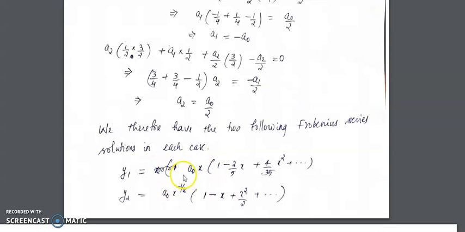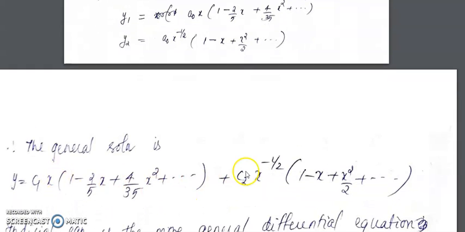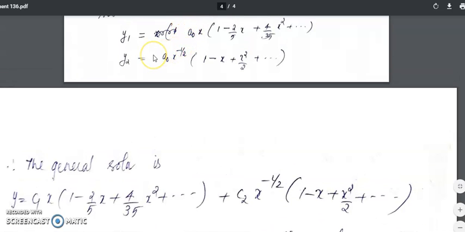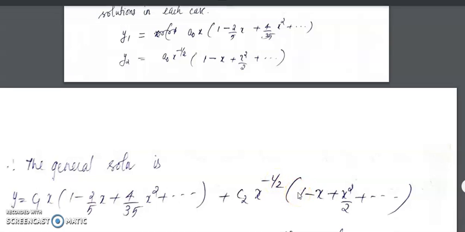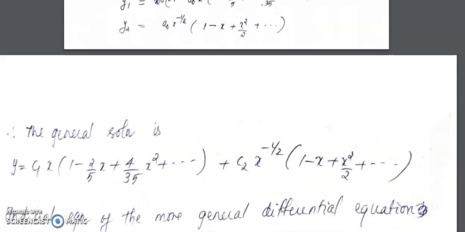Now if you want, we can ignore a0 and take a0 as 1. So when you write the general solution, that will be c1 y1 plus c2 y2. So you need not put the value of a0 there. So that is c1 into x into 1 minus 2 by 5x plus 4 by 35x square plus etc., and c2 x raised to minus 1 by 2 into 1 minus x plus x square by 2 plus etc. So this is the required Frobenius series solution.